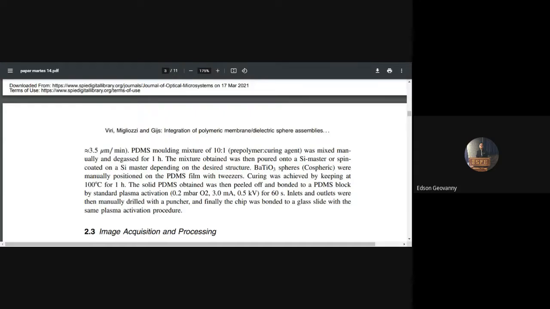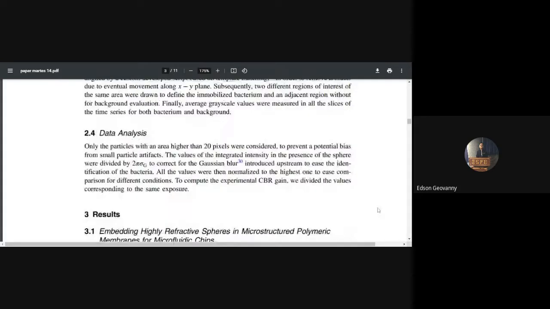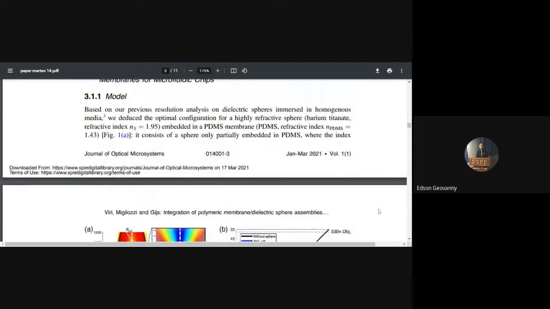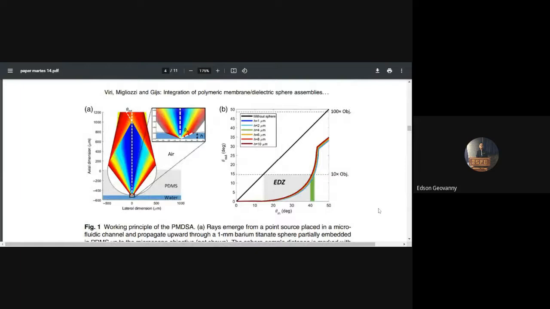Barium titanate spheres in polymeric membranes. A custom-designed chip was manufactured to hold the spheres, and this improved the image of microorganisms. In this part, an analysis of the dielectric spheres was performed, and the optimal configuration for a highly refractive sphere is obtained.